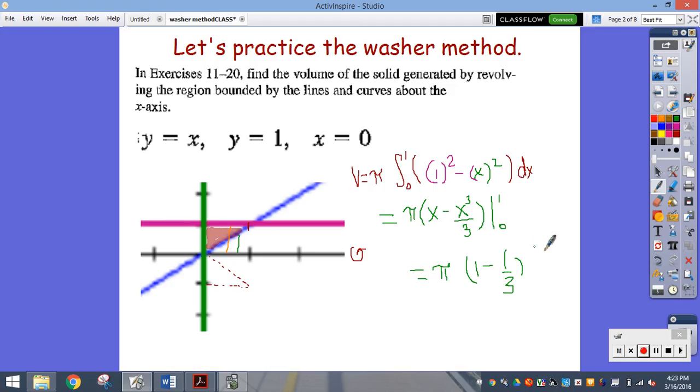And again, with free response, we can just leave it like that. And so that would be the volume of the solid created by this region using the washer method.